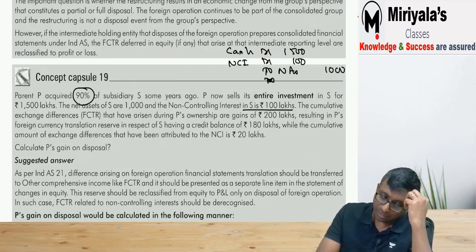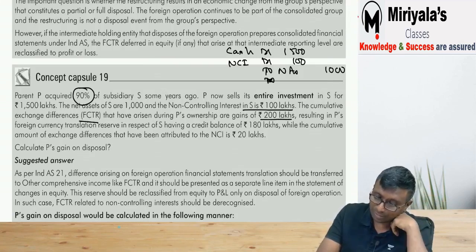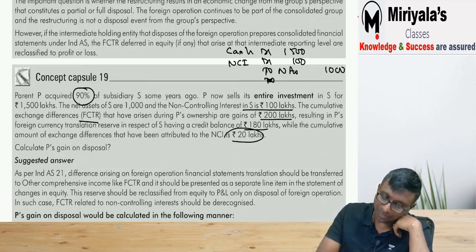100. But hold on. The cumulative exchange difference, FCTR, that has arisen from the ownership over the gains of 200 lakh, resulting in foreign currency translation reserve will be 180. The NCI part is equal to 20. Nothing to worry, in the 100 lakh the 20 is already there.